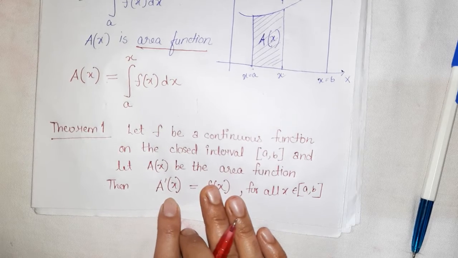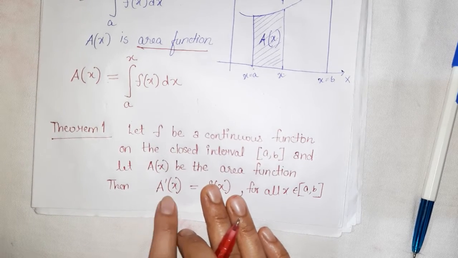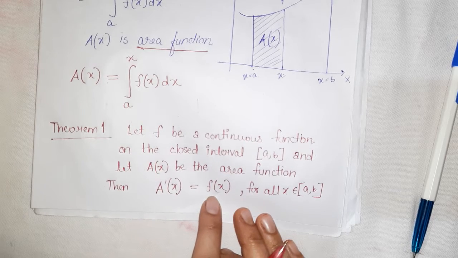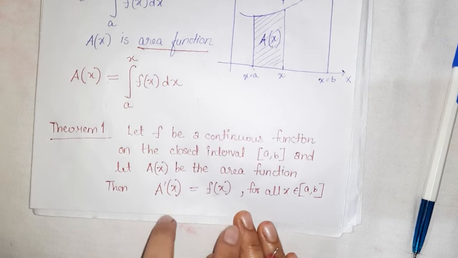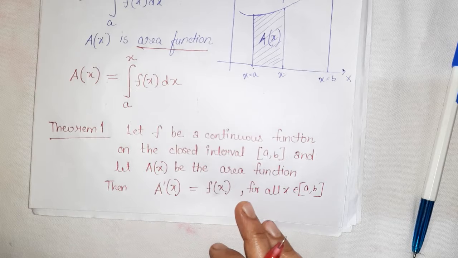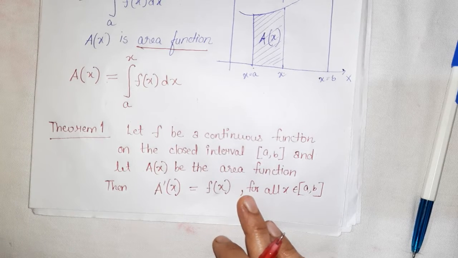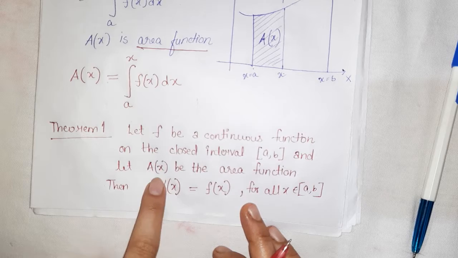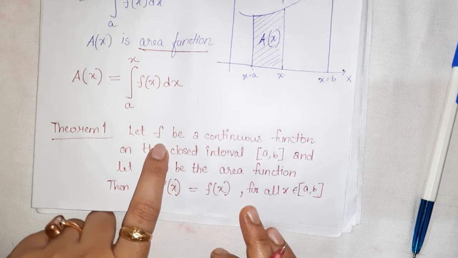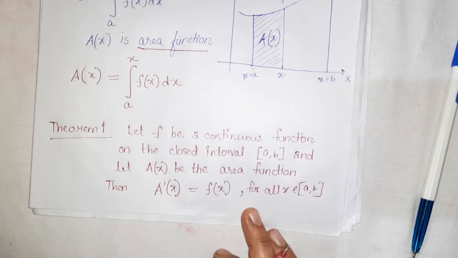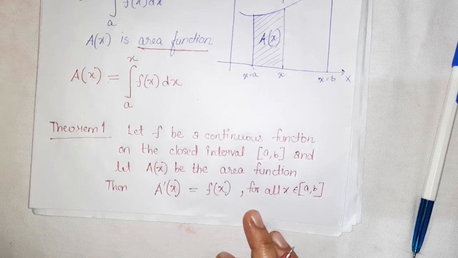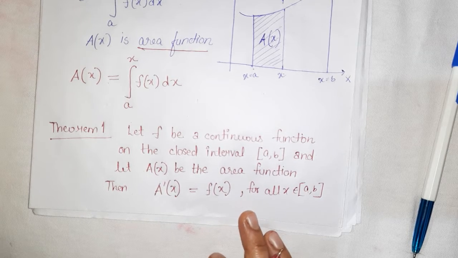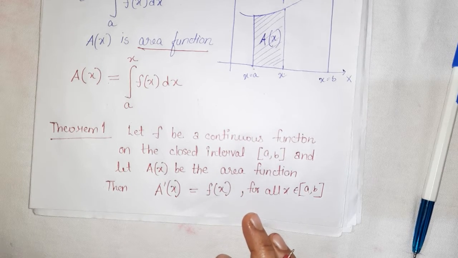Now if you differentiate the area function with respect to x, you will get the given function back. After differentiating the area function, so this is the fundamental theorem, the first fundamental theorem: if you have a function and you integrate it from a to x, you get the area function, and if you differentiate the area function again, you will get the original function itself. So this is theorem 1.